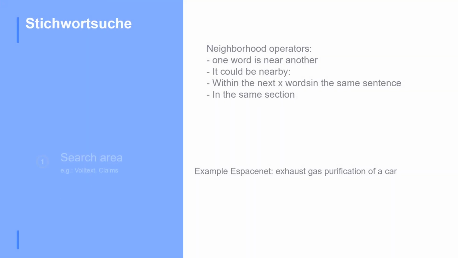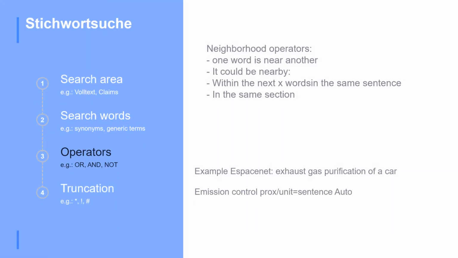Then there are also more operators, for example, neighborhood operators. That means you can find words that are near another one. For example, you could also look for words that are next to each other or in the same section. In Espacenet that would work like this: exhaust gas purification of a car. There you could do emission control, and then prox divided by unit is a sentence auto. That means it must be in the same sentence. Emission control and auto must be in the same sentence.